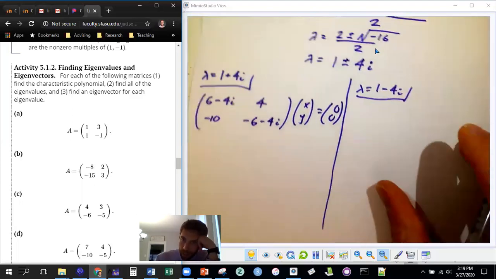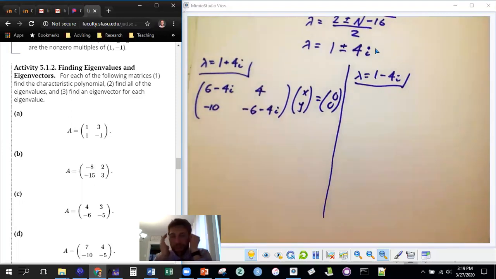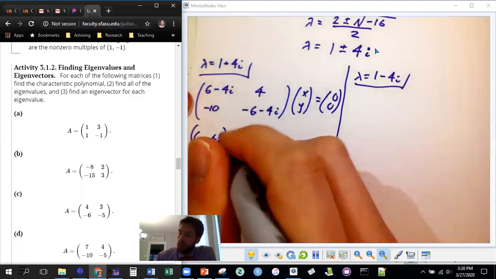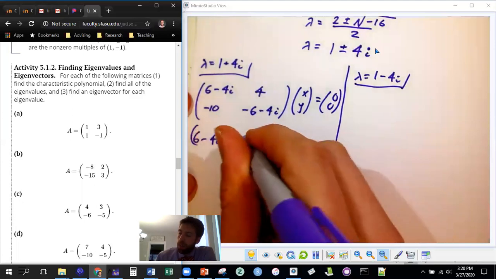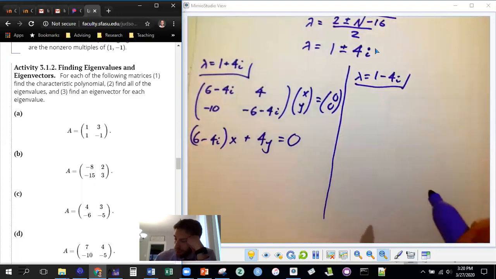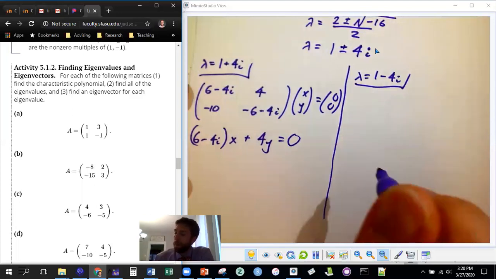Okay, so these two equations ought to be scalar multiples of each other if we've done our arithmetic correctly, so they ought to be the same equation. So you can probably pick your favorite. My favorite's the top one, so that's what we'll do. So 6 minus 4i times x plus 4y equals 0. So then let's solve for y.